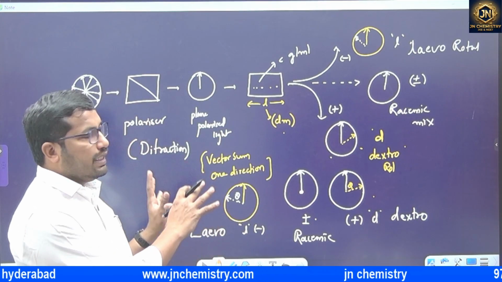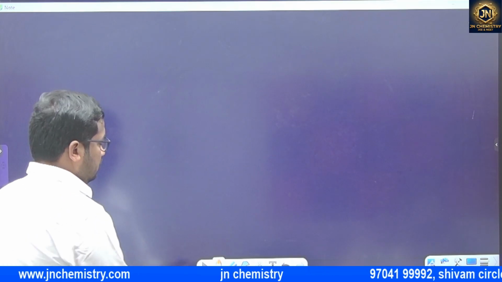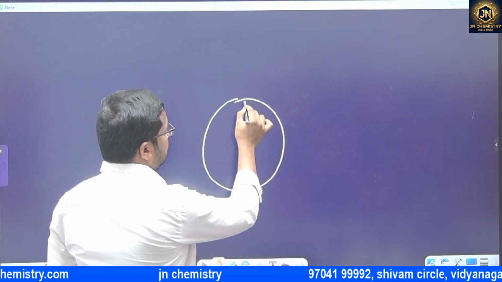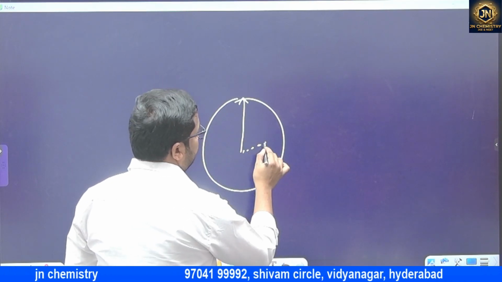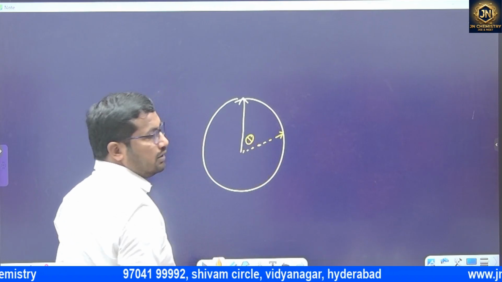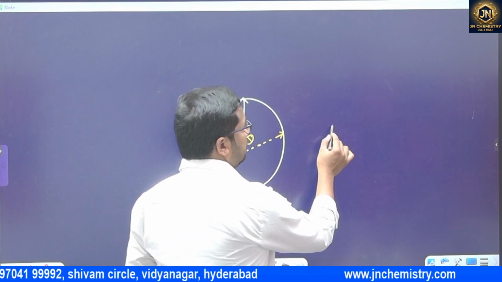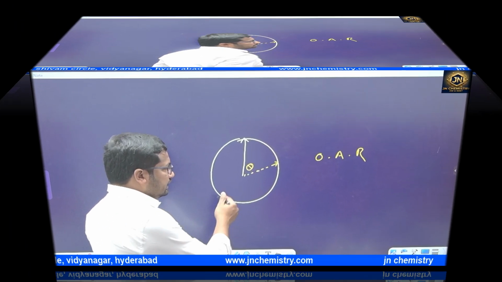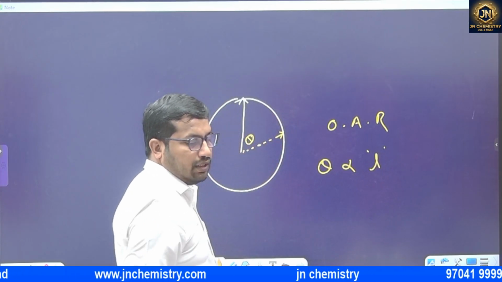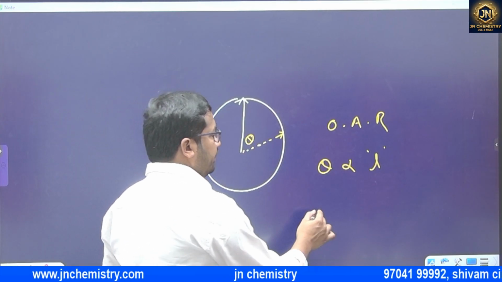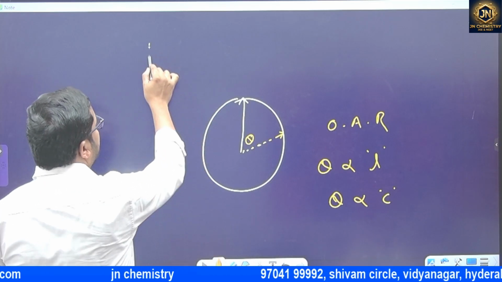So practically we will say like this. Here theta we can observe, right? What is that theta? For example, if it rotates like this, clockwise direction, here the theta is coming. This theta we call the observed angle of rotation, write it down. This theta is directly proportional to the length of the tube, and theta is directly proportional to concentration, the concentration which we are taking in the polarimeter tube.